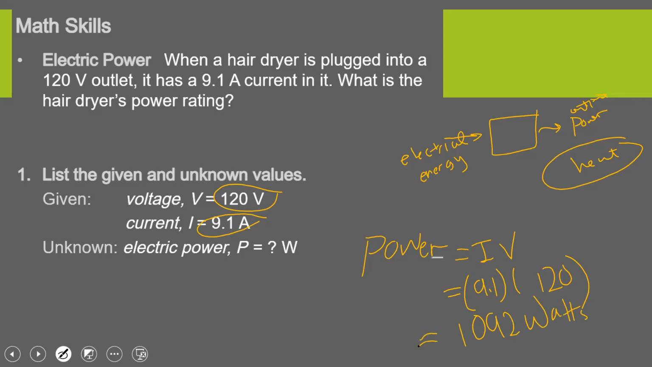Now let's write it. I want the answer in kilowatts. What you have to do is divide by 1000. So you will get 1.092 kilowatt. This is the power rating of the hair dryer.